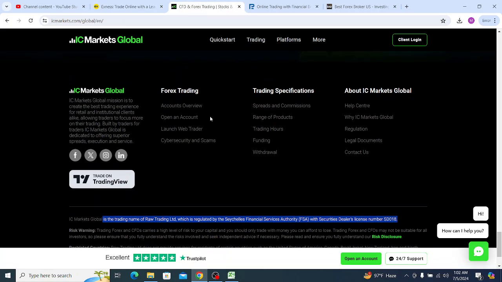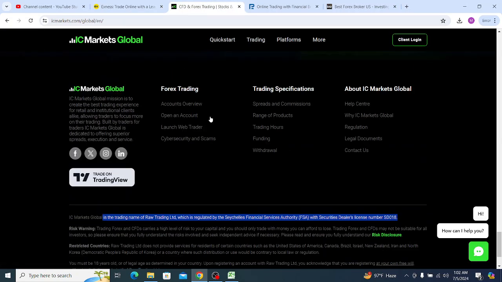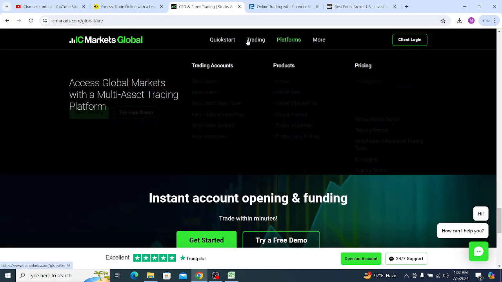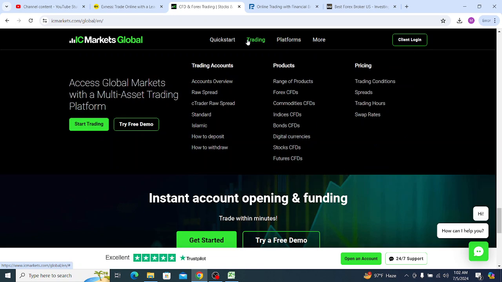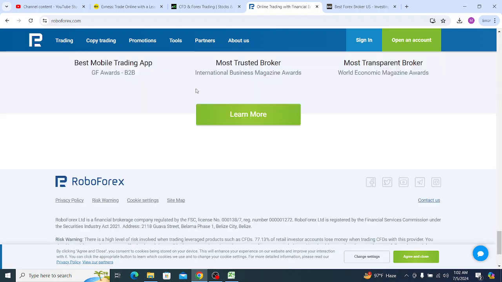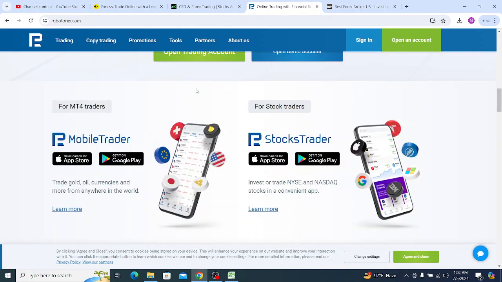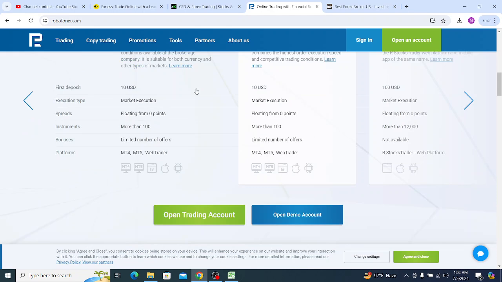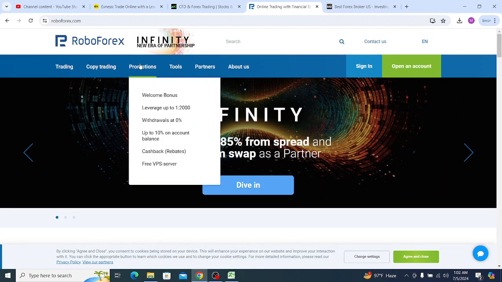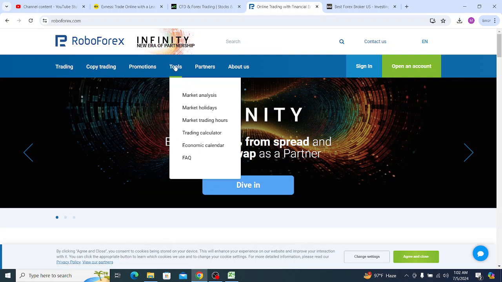If we come to IC Markets, you will see that they are also offering a very similar range of products: Forex CFDs, commodities, index, bonds, digital currencies, stock CFDs, and futures. If you go to RoboForex, there you will find something very similar, that you can trade with RoboForex.